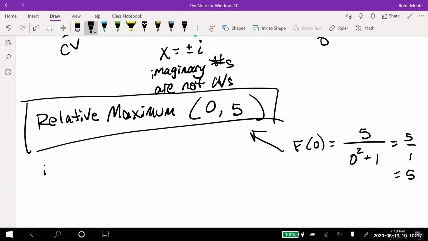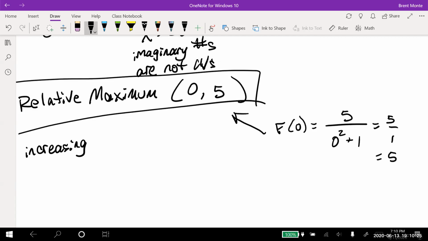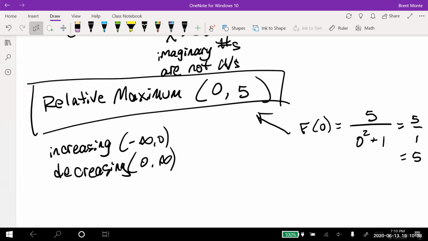If we wanted to say the graph was increasing, remember, it's going up from -infinity to 0. And it's decreasing from 0 to infinity. We could have said that. They didn't ask us on this question, but we definitely know how to answer that.